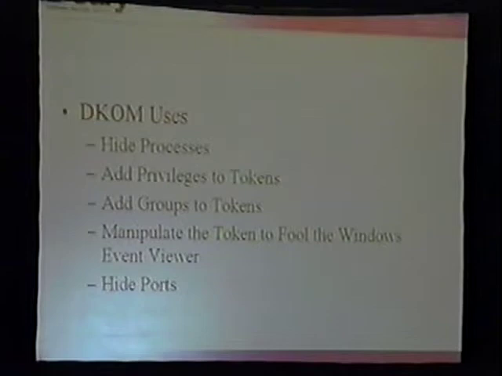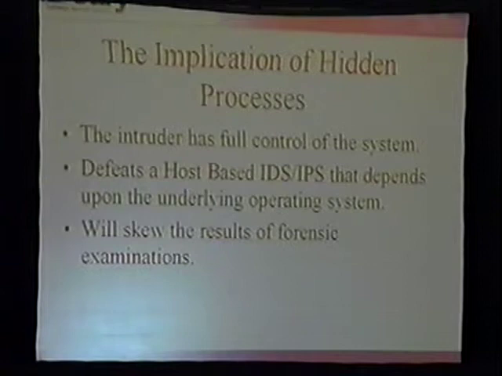So you can hide processes, add privileges to tokens, add groups to tokens, and manipulate a token to fool most forensics that are out there. There are some very advanced forensic tools that will catch DKOM-type issues. We had some students in our class who were from NCASE, and they're wise to these tricks. You can also use DKOM to hide ports. Everyone knows the implication of hidden processes. To hide a process in Windows, here's how you would go about it.